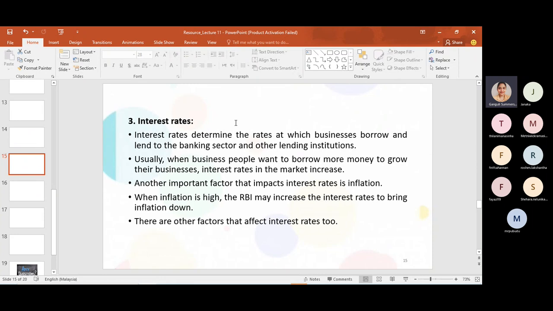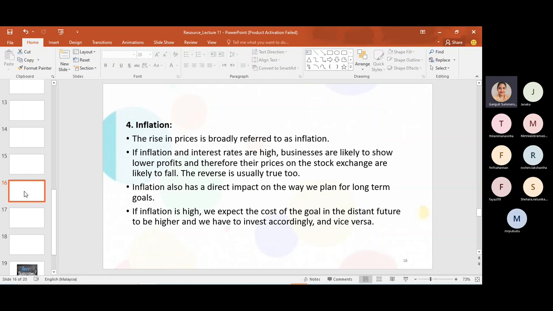Interest rates are also an external factor that affects funding allocation. And inflation is another external factor that affects your funding allocations. Inflation means prices going up, the rise in prices. Prices going up is referred to as inflation.